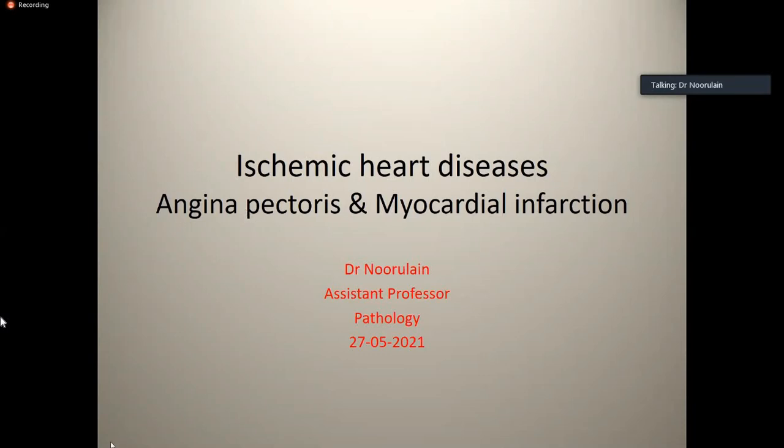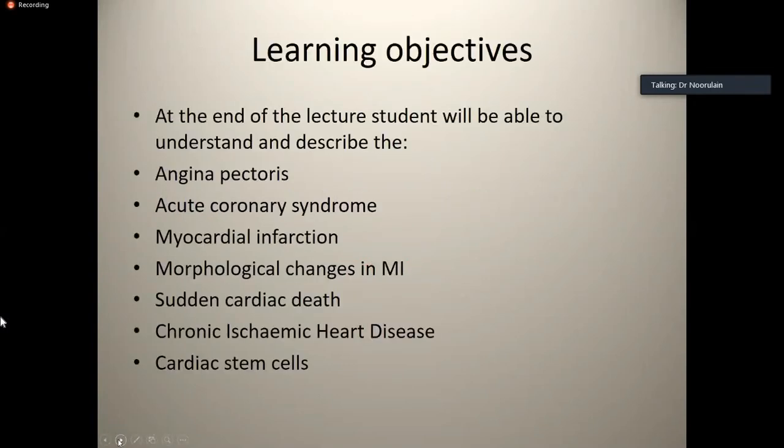So let's start our today's lecture. Learning objectives of today's lecture: at the end of the lecture, you will be able to understand angina pectoris, what are the causes, what is the pathophysiology of angina pectoris, what is acute coronary syndrome, and what is myocardial infarction, its morphological changes, and sudden cardiac death, chronic ischemic heart disease, and a few words, a few lines about the cardiac stem cells.